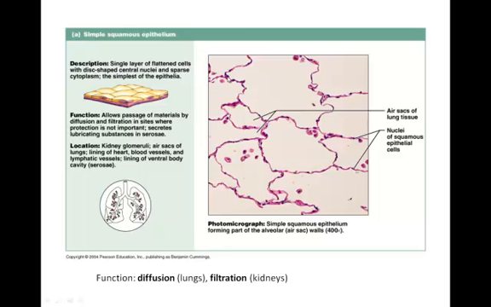All of this up here, every bit of this that I'm lining with my mouse, this is all simple squamous epithelium. These are little simple squamous cells basically holding on to one another. And it's a very thin layer. And these are the air sacs of the lungs.